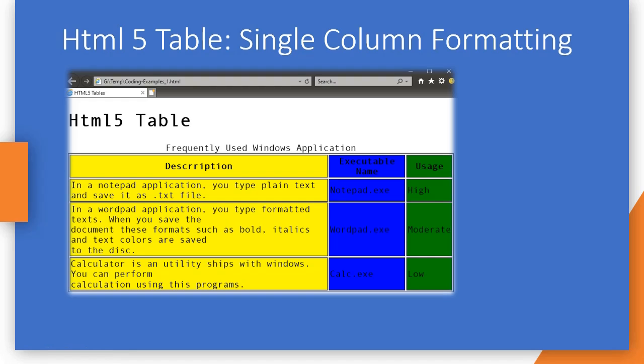Hello friends, in this video we are going to see how to perform single column formatting. In the last video we saw the colgroup tag which formatted multiple columns. That means we combined the first two columns, then we set a background color. Here, each column has a different background color, so we are using the single column formatting technique.